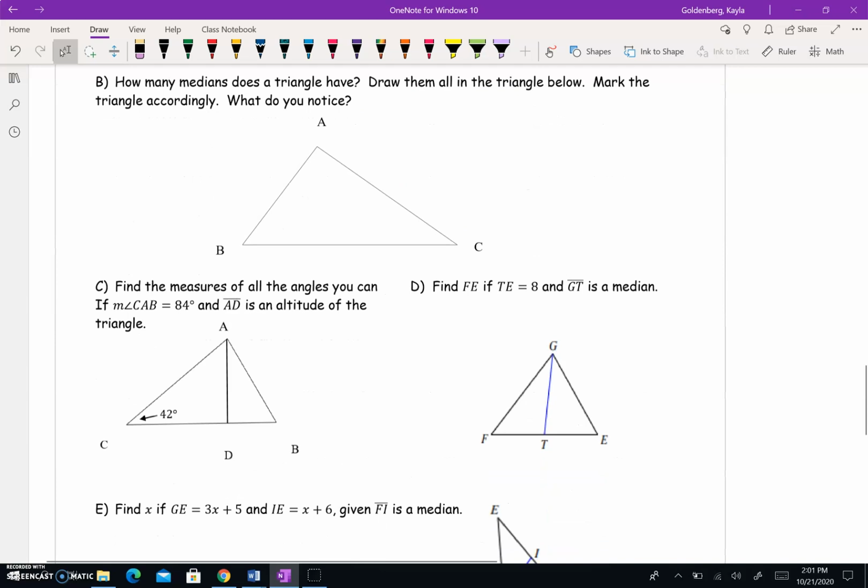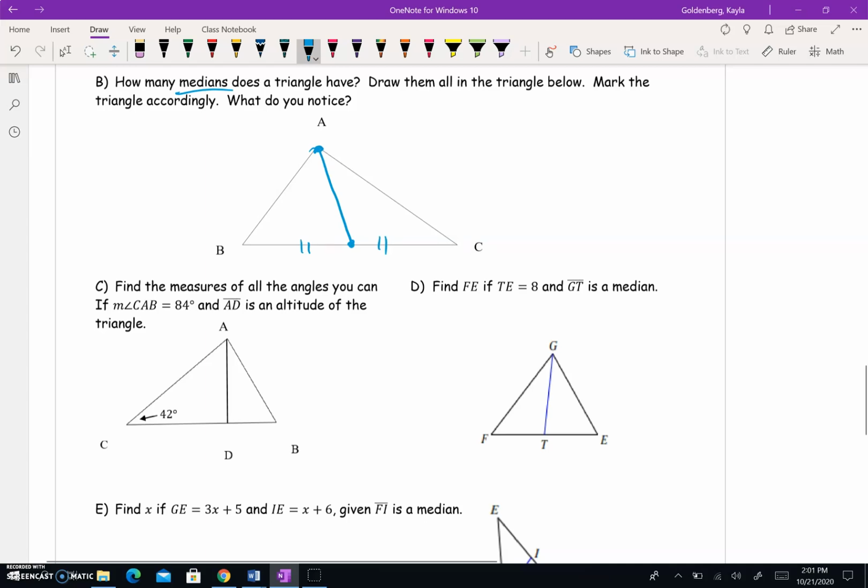This one is another good practice problem. How many medians does this triangle have? Try to draw all of them in the triangle below. Remember, a median connects to the midpoint, so this is my midpoint, right? I would go from here across. But that's only one perspective.